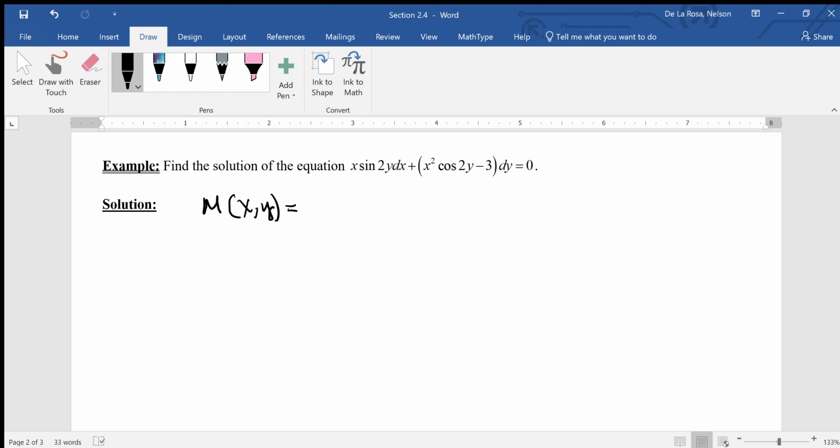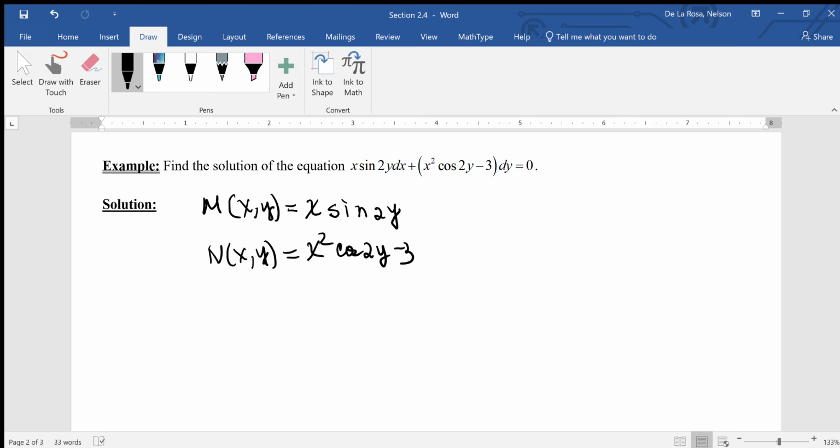M is that expression in front of the dx, and that is x sine of 2y, correct? And then N is that expression multiplying the dy, which is x to the second cosine of 2y minus 3. So we have to test, or prove, whether the equation is exact.